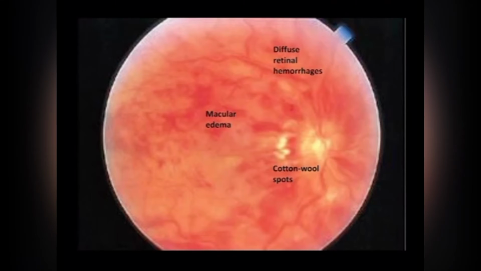This image demonstrates central retinal vein occlusion, which is characterized by diffuse retinal hemorrhages, macular edema, and cotton wool spots. And you'll notice that the hemorrhages in this photo are present throughout the entire picture.